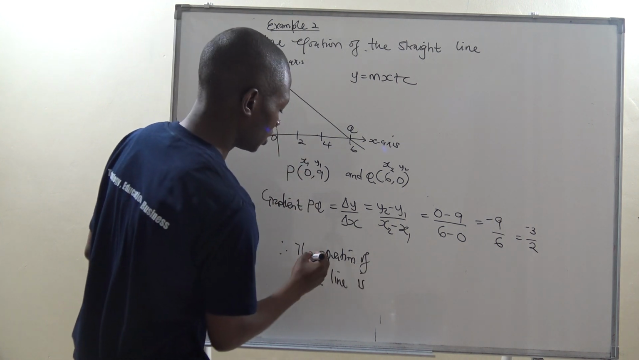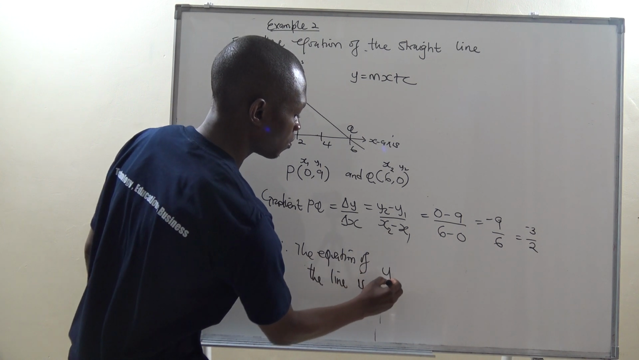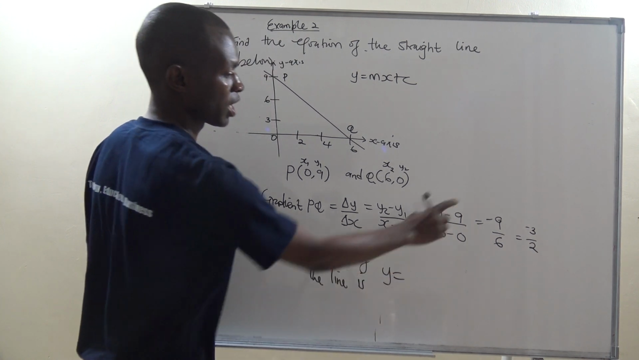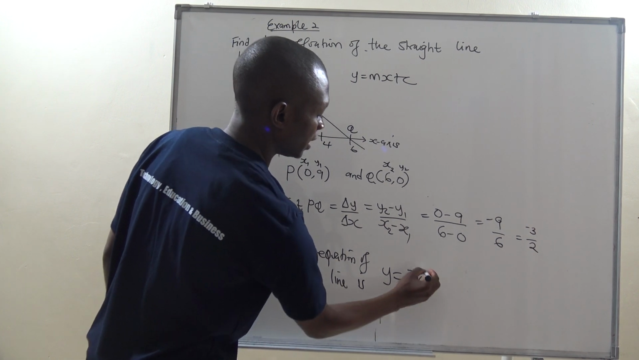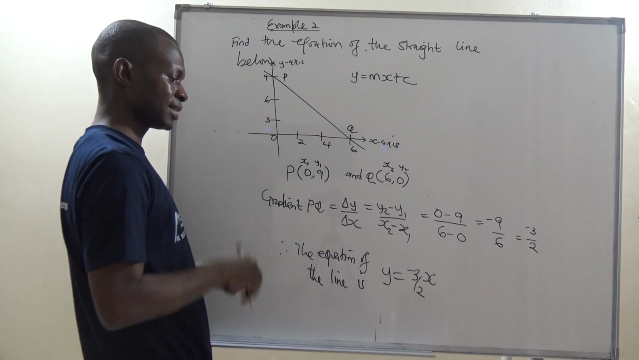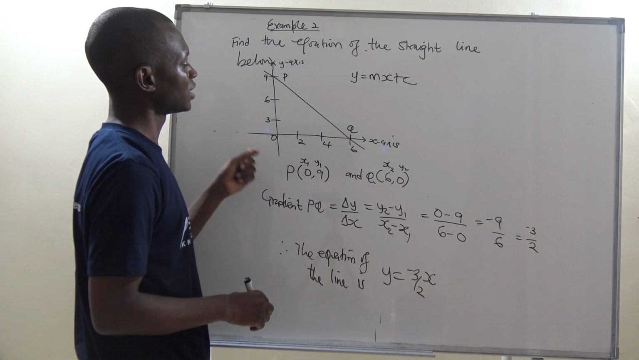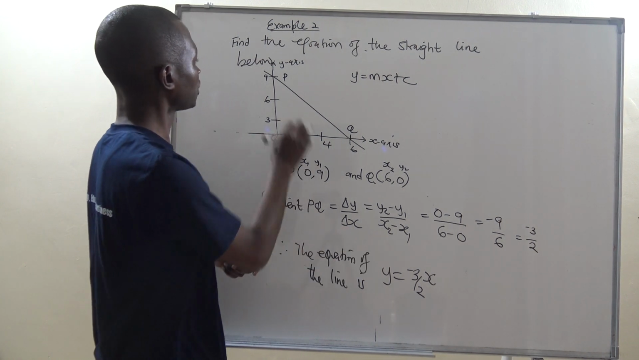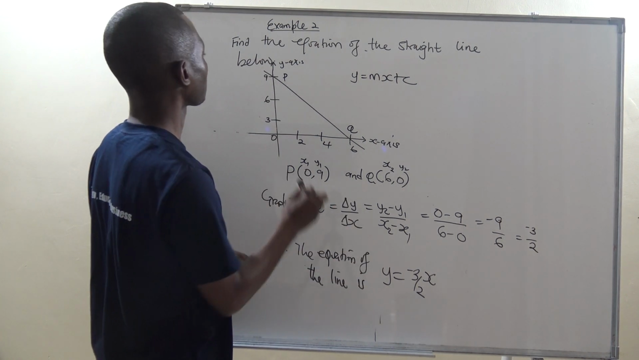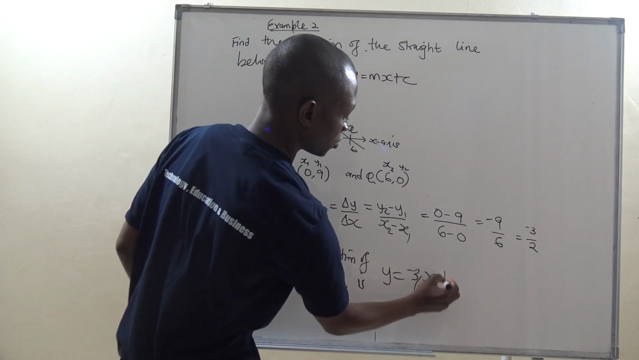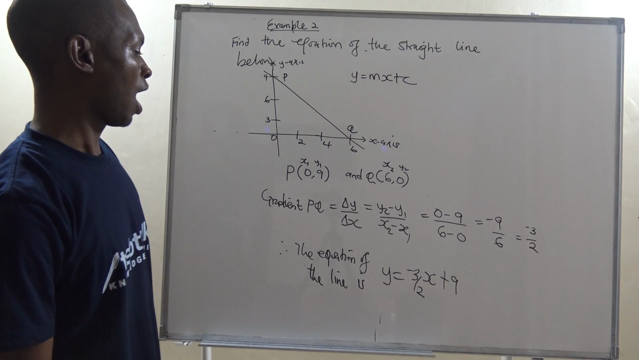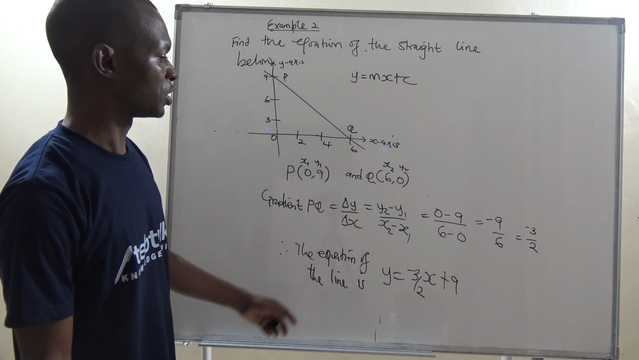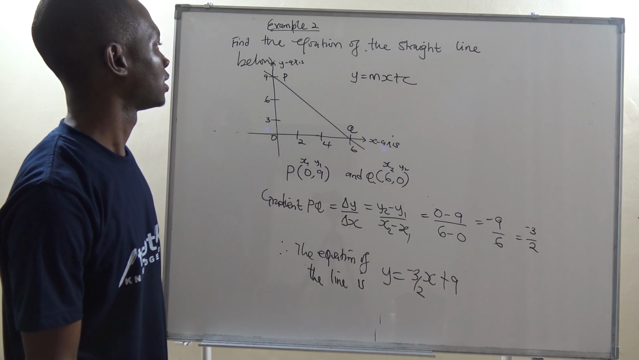So you just say the equation of the straight line will be y = m, which we have got as negative 3 over 2, x plus c. If c was negative, we would say minus; if it is positive, you add plus. So c is 9, so plus 9. That becomes our equation of the straight line.